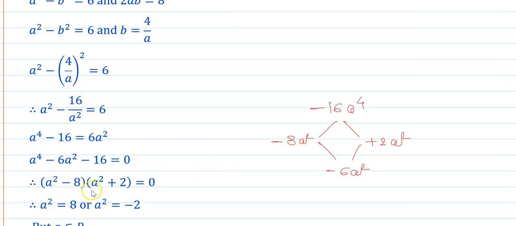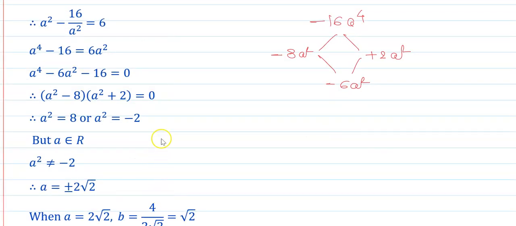(a square minus 8) into (a square plus 2), and hence a square is equal to 8 or a square is equal to minus 2. But a belongs to the set of real numbers, therefore a square is equal to minus 2 is not possible. Then what is possible? That is a square is equal to 8. Now here a square is equal to 8. If we take the square root, then what will happen?